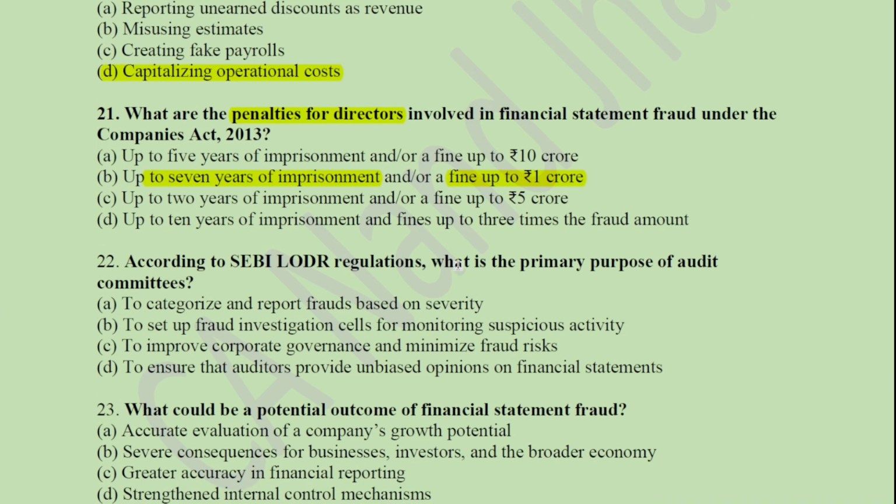According to SEBI LODR regulations, what is the primary purpose of the audit committee? To categorize reported fraud based on severity, to set up fraud investigation cells for monitoring suspicious activity, no. To improve corporate governance and minimize fraud risk.